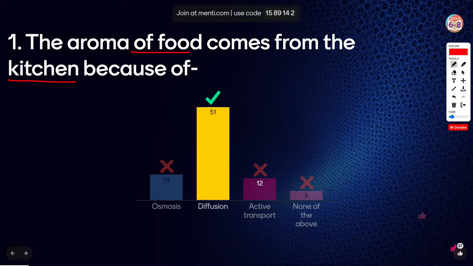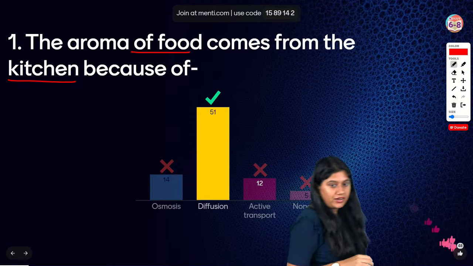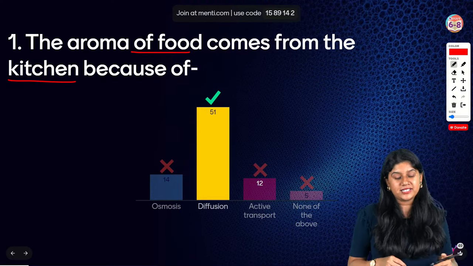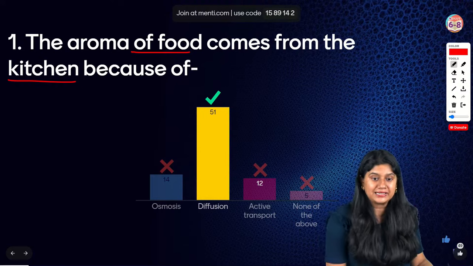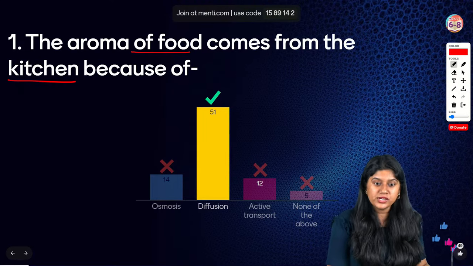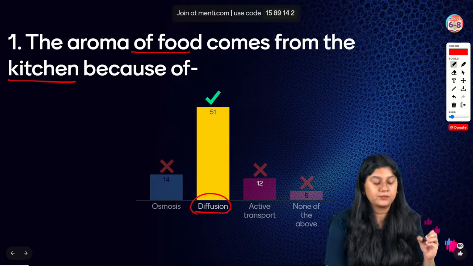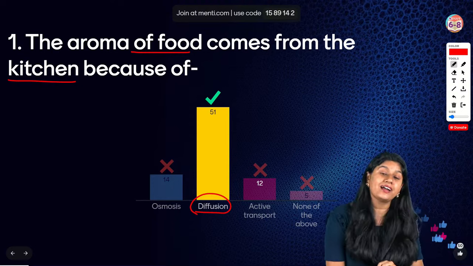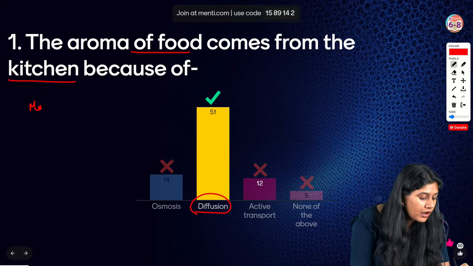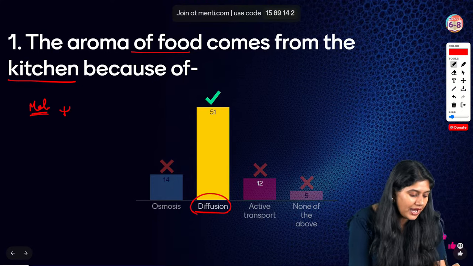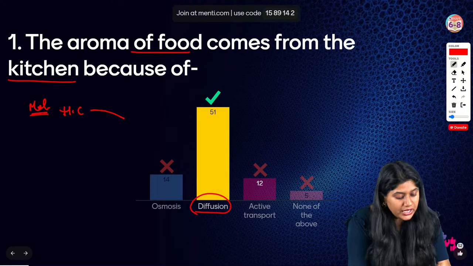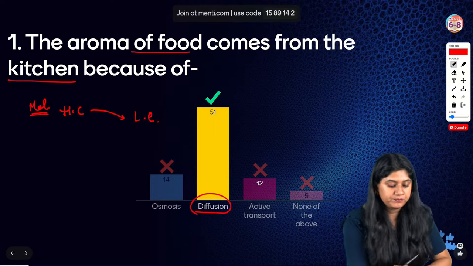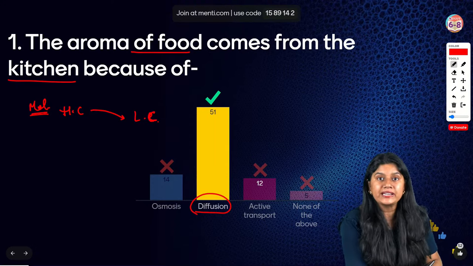Yes. Okay. Very good, everyone. Yes, the correct answer over here is option number B. That is diffusion. Very good. Diffusion is the correct answer. So diffusion is a process, we know that, where the molecules will move from the higher concentration to the lower concentration. In osmosis, we don't need a membrane.